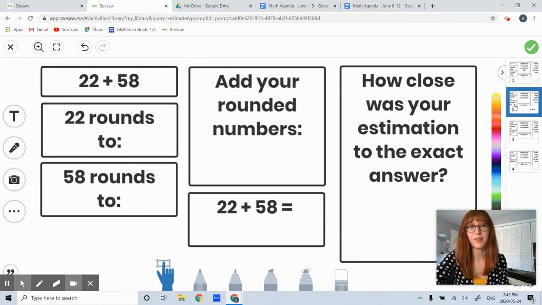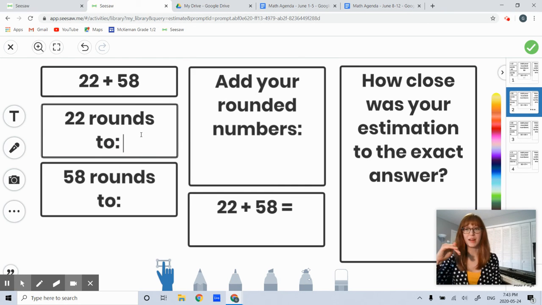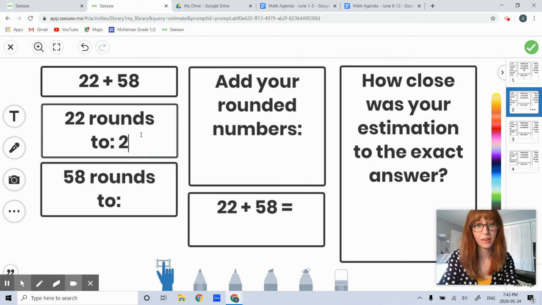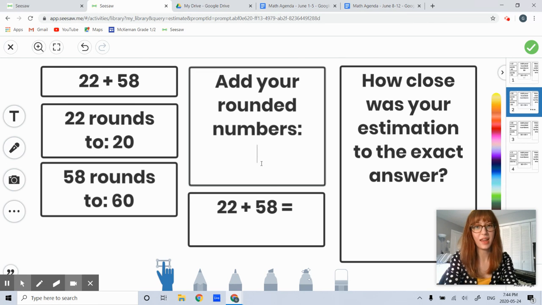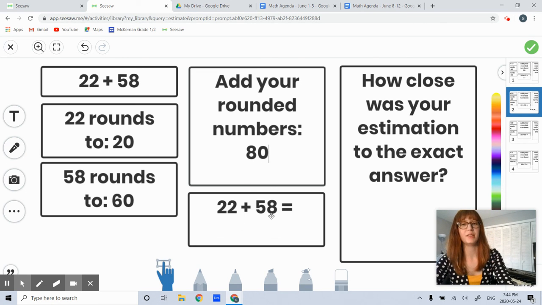Let's try another one. 22 and 58. Now, 22 I'm going to round down because 22 is a lot closer to 20 than it is to 30 or to 35. So I'm going to round it to 20. And 58, I'm going to round that to 60. So 20 plus 60 equals 80. And 22 plus 58, ooh, this one also happens to equal 80.